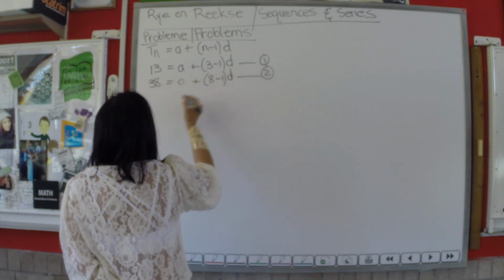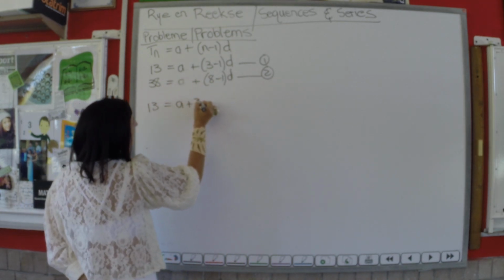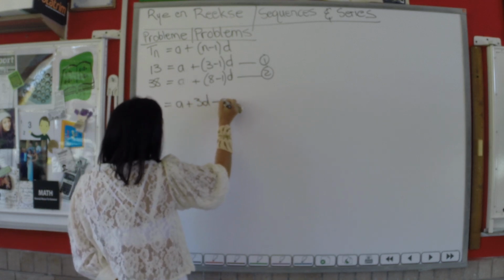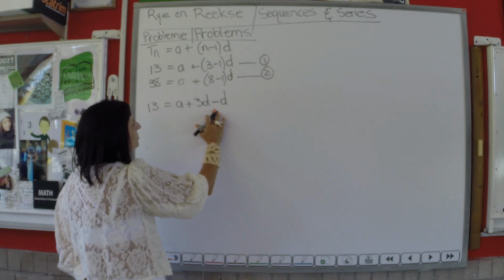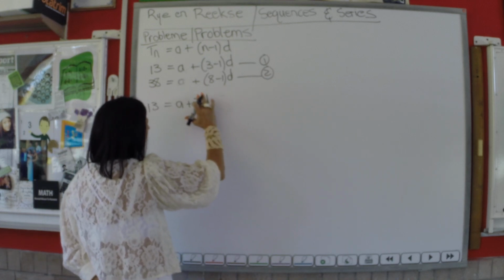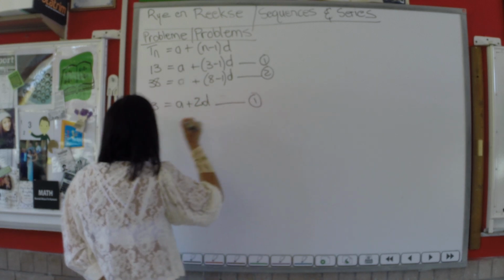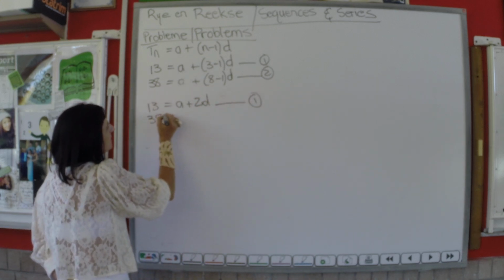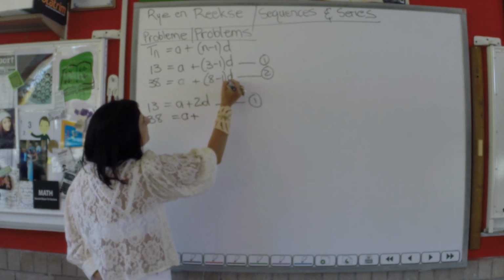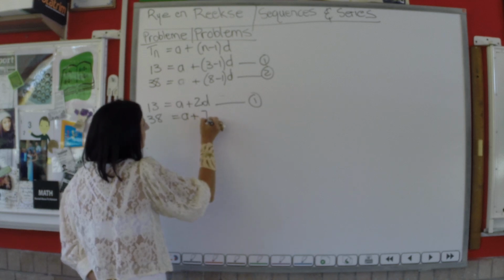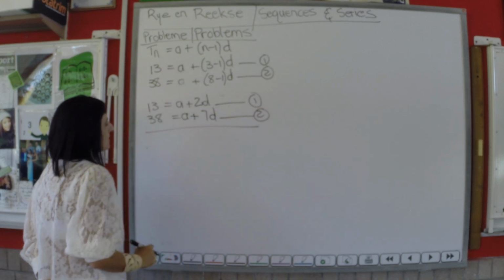So let's simplify that. It's 13 equals A plus 3D minus D. Okay? So if we minus that, it's 2D. Got it. That's our first equation. Second equation, 38 equals A plus 8D minus D gives me 7D. Easy. So let's solve that simultaneously.